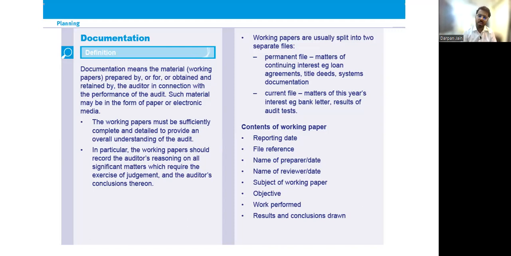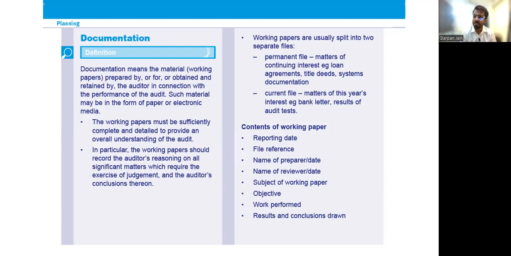So the working papers should record the reasoning for all significant matters and the conclusions that the auditor is drawing. Basic point. Next, go to the next point. Working papers should be split up into two different files. There will be one permanent file and there will be one current file.